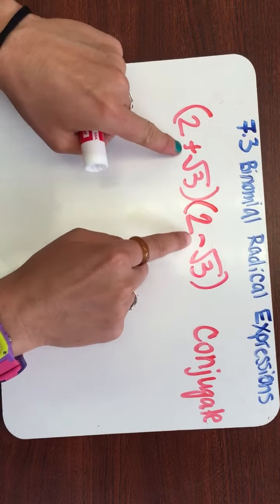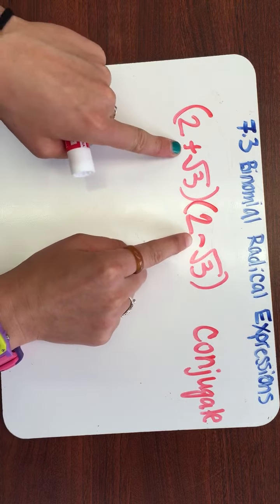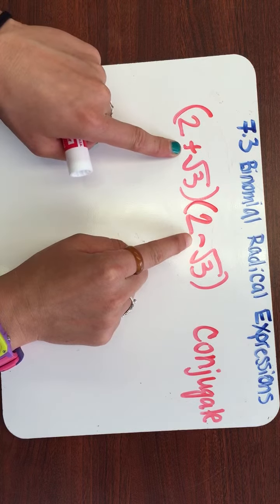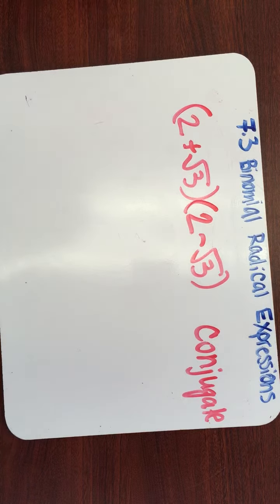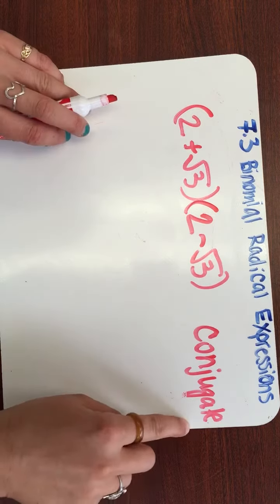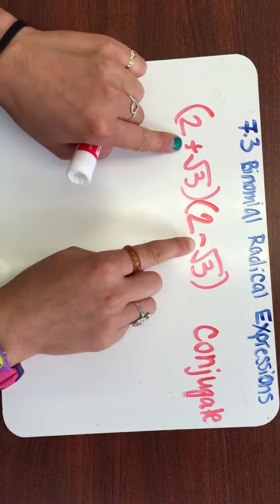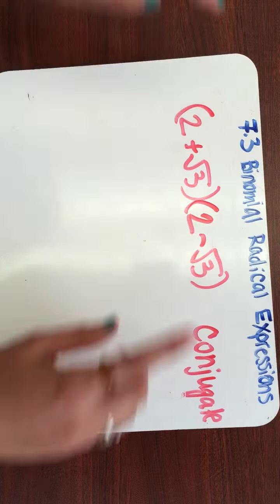The only thing that changes is the second term sign. Not all of the signs change. If you change all of the signs, then that would be the opposite. But we're looking at the conjugate, which only changes the second term.